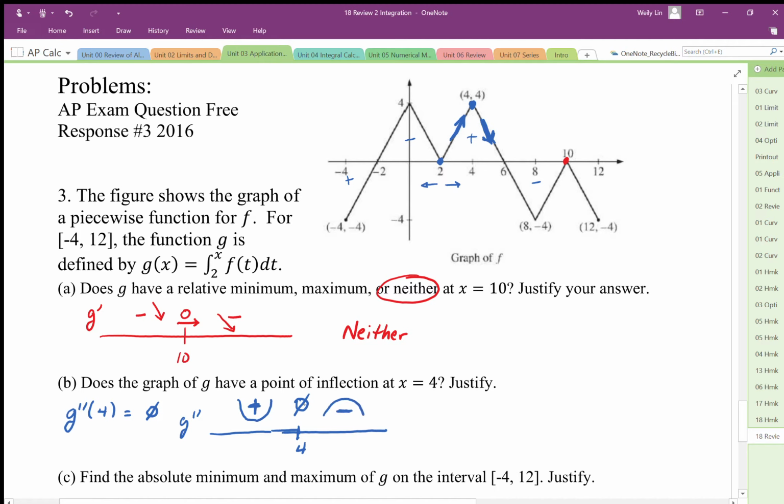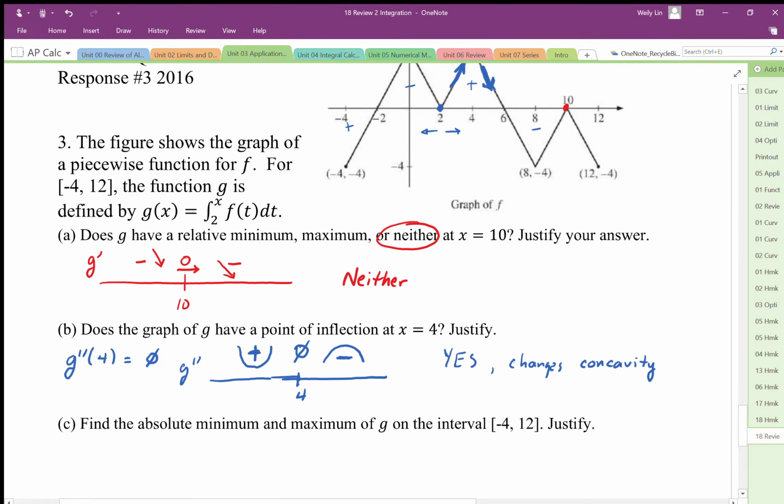So it is defined at that point. The actual value is defined because although the second derivative is not defined, the value of g is defined, and it's going to change concavity. So yes, it is an inflection point because it changes concavity. So it changes concavity across x equals 4.